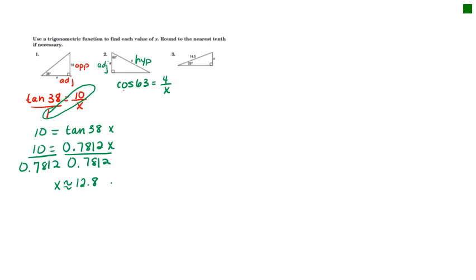Again, I like to put it over 1. 4 times 1, because I'm going to cross multiply. All right, 4 times 1 is 4, x times cosine of 63. Actually, what I could just do, and you could try it this way too, is just divide by cosine of 63, and you type that into the calculator. So 4 divided by cosine of 63, and when we get that, you should get that x is about 8.8, because we're rounding to the nearest tenth, by the way.